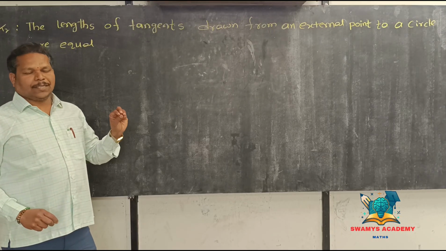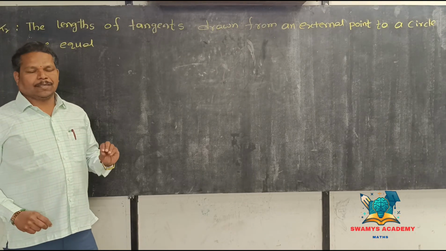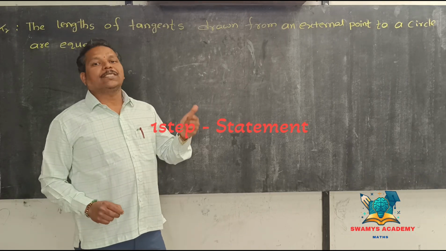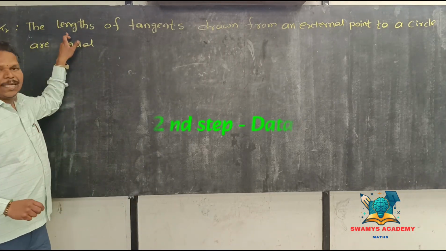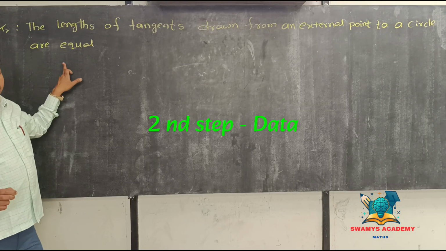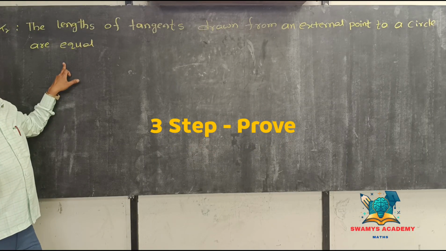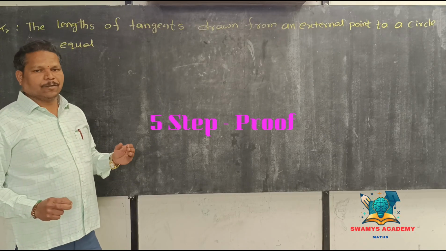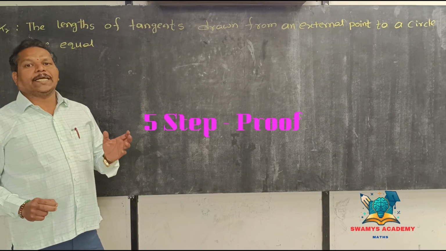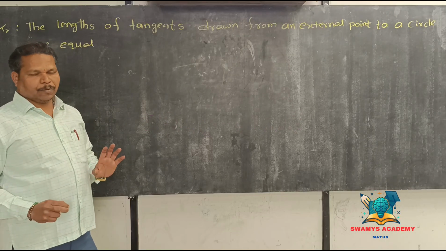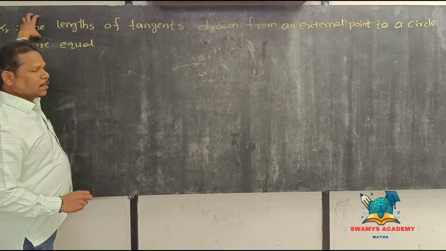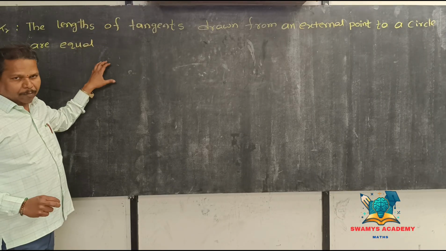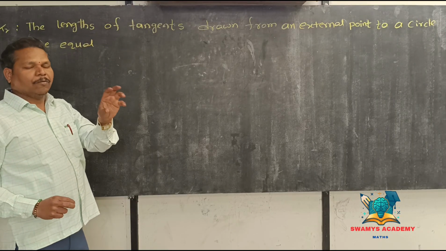Okay? To prove that tangents are equal in a circle theorem, there are fundamental steps. The first one, the statement needs to be written. Second step, the data. Third step, to prove. Fourth step, construction. Fifth step, proof. In the proof, the statement and the reason are equivalent. The statement here is: the lengths of the tangents drawn from the external point to the circle are equal. Two tangents are equal. We need to prove that.